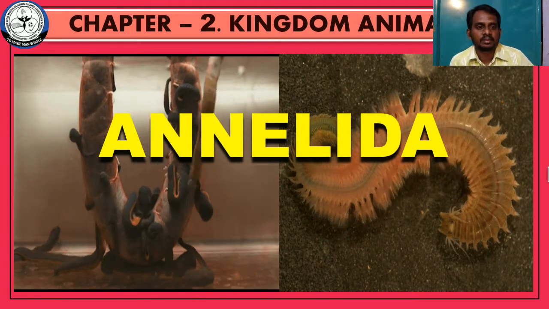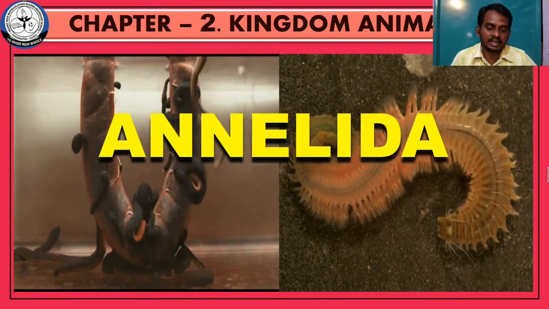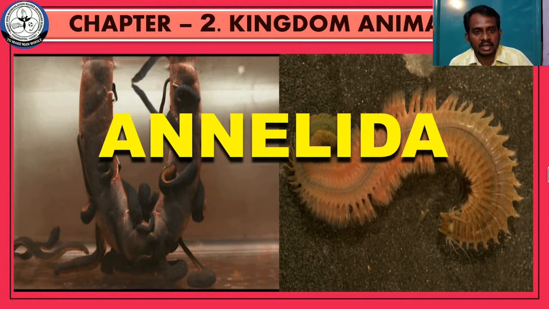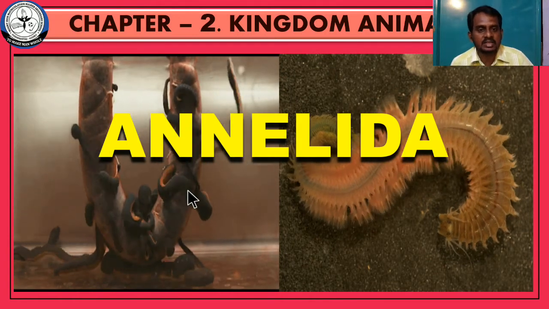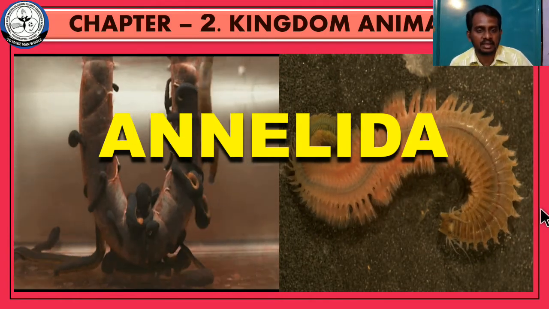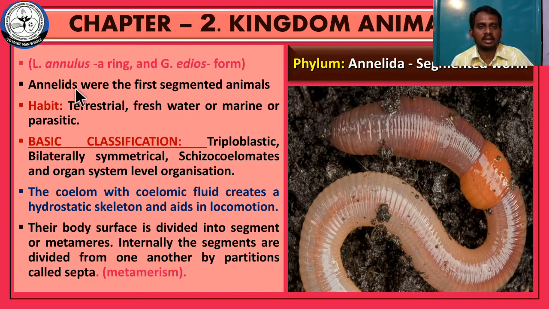Okay, now what are the animals that come under this category? Earthworm, Nereis, leech. These are some examples for Annelida. Okay, and Annelida, annulus, it is a Latin word. Annulus means rings and eidos means form. Annelids were the first segmented animals. In Aschelminthes, pseudo segmentation is seen, but in Annelida, for the first time, the body segments are also seen. This type of segmentation is called metamerism.